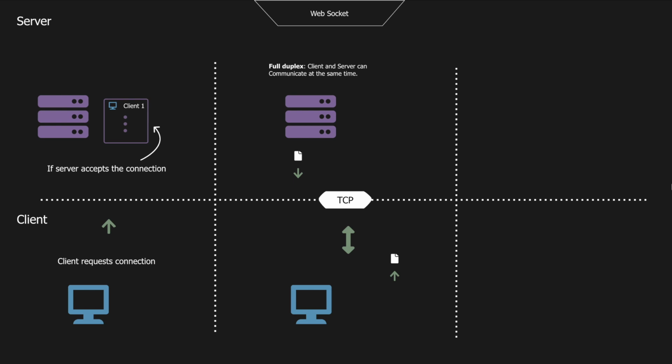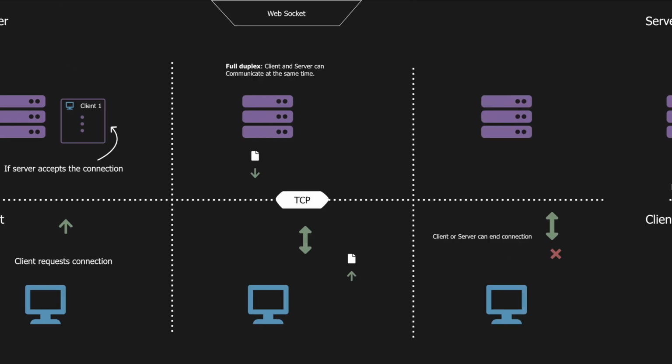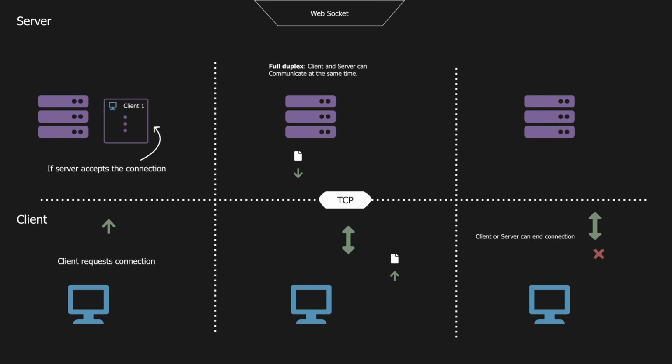After the client and server connection is established, a full duplex communication can take place, in which the TCP protocol is used, and either the server or the client can send messages, or both the client and server can send or receive messages at the same time. Next, when either wants to disconnect, the client or server can end the connection, and then the connection will be stopped.